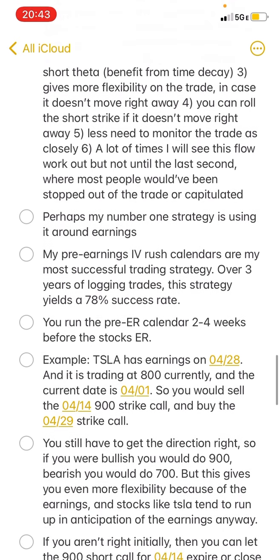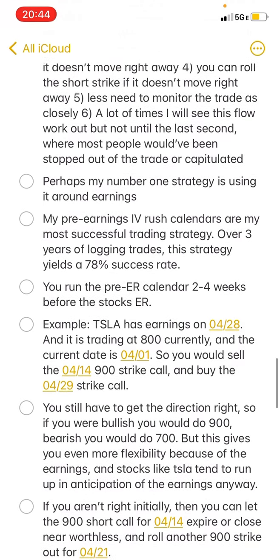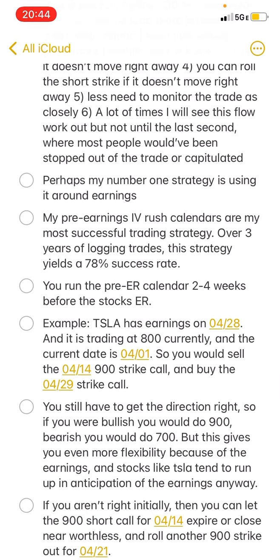Five, you need to monitor it less, basically. So there's less need to monitor the trade as closely as if you had a long call, right?